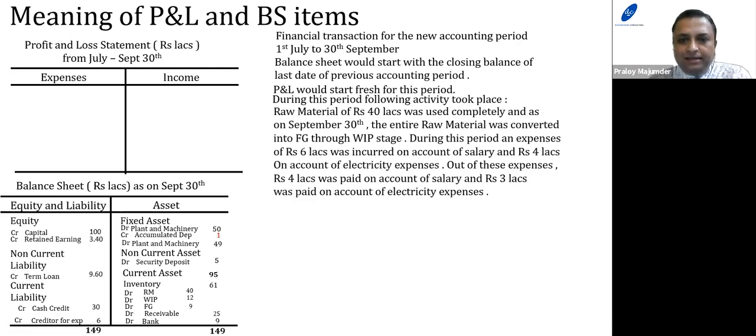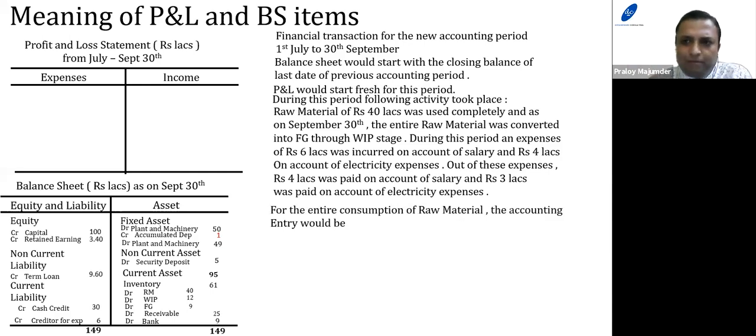Now, during this period, we will discuss the activities carried out by the business entity, the same kind of activities. First, raw material of rupees 40 lakhs was used, and then the entire raw material consumed would be converted into finished goods through the WIP stage. During this period, expenses of 6 lakhs would be incurred on account of salary and 4 lakhs on electricity. Out of these expenses, 4 lakhs was paid on account of salary and 3 lakhs on account of electricity expenses through bank. So it means that a certain part of the expenses has not been paid.